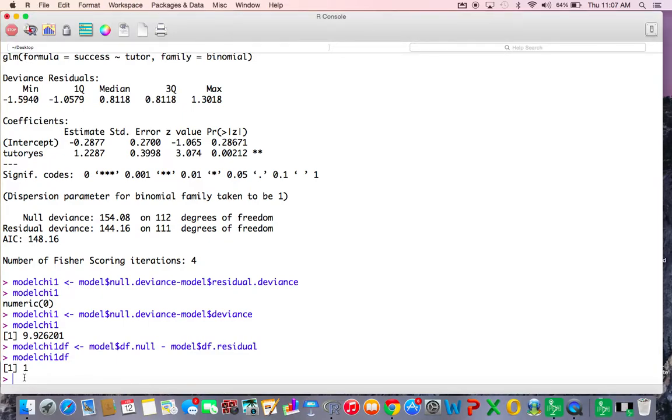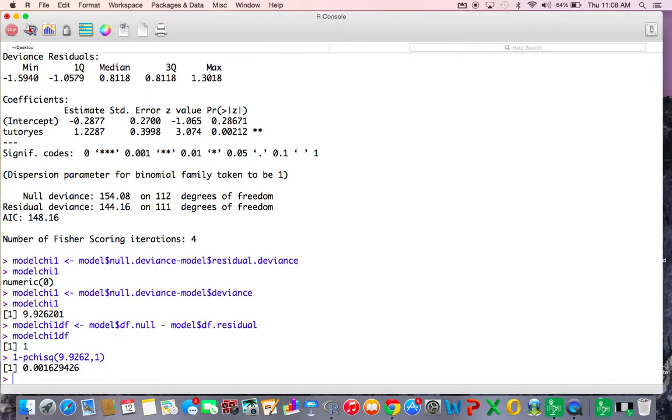Remember we've previously used pt, pnorm, and pchisq that we can use to calculate area under the curve. What we'll want to do here is 1 minus pchisq of 9.926, comma 1. So we end up getting a p-value of 0.0016, which clearly is less than 0.05. Actually, it's statistically significant at the 0.01 level, not at the 0.001 level, but it's close. So the second model, the model that includes success, is an improvement over the intercept-only model. That's because of the statistical significance.